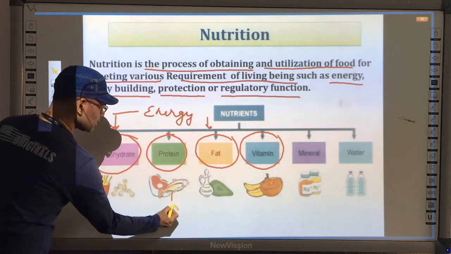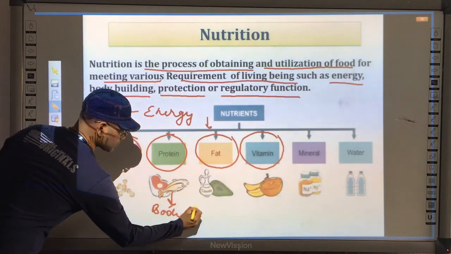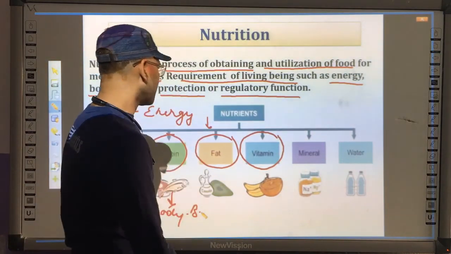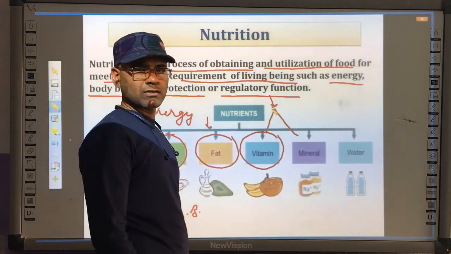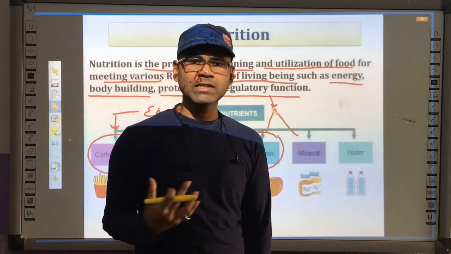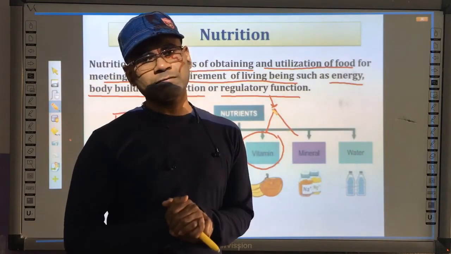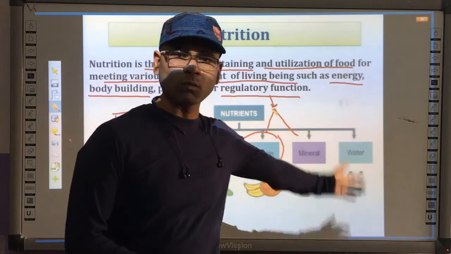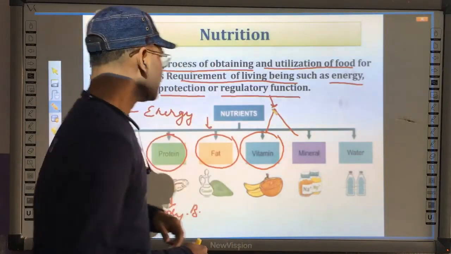Proteins are responsible for bodybuilding or for the repair mechanism, whatever we have studied. Vitamins and minerals are responsible for regulatory functions. Vitamins are responsible for performing various regulations which are performed by any living organism. So in sum total, nutrition is the process of obtaining carbohydrates, proteins, fats, vitamins, minerals and water from the environment.